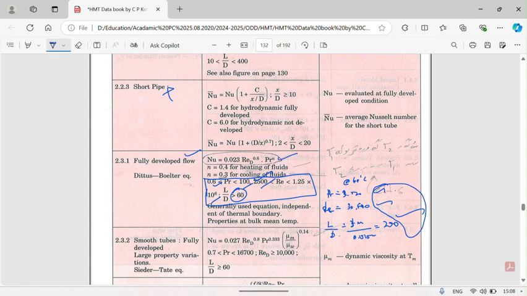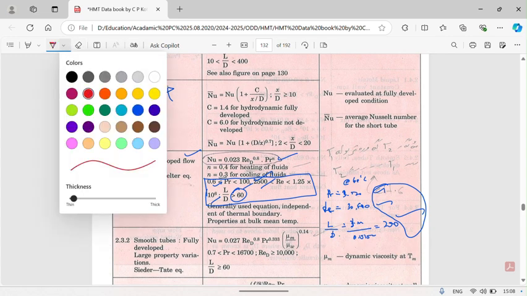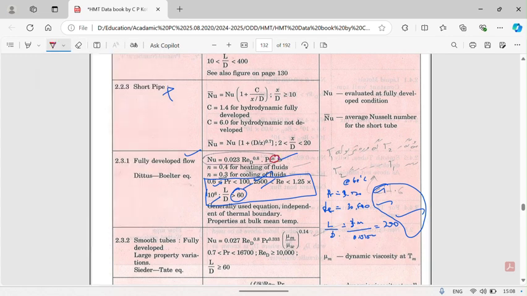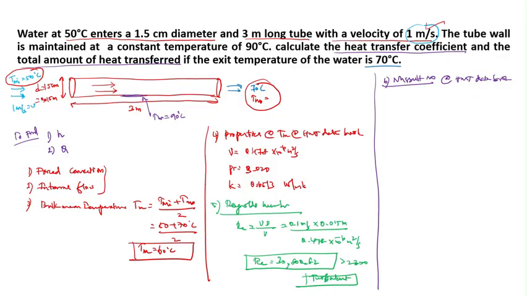In the Nusselt number, there is another term called n, a constant. What is n? n is 0.4 for heating the fluid and 0.3 for cooling the fluid. For our case, heating takes place, because the water enters at 50 degrees Celsius and leaves at 70 degrees Celsius. So for heating, you can take n is equal to 0.4. You can note the right value and substitute in the Nusselt number equation.